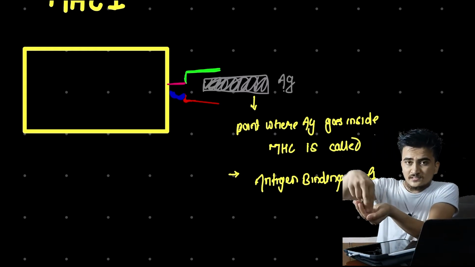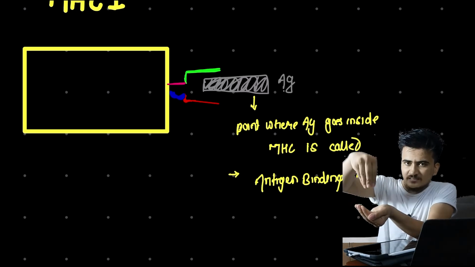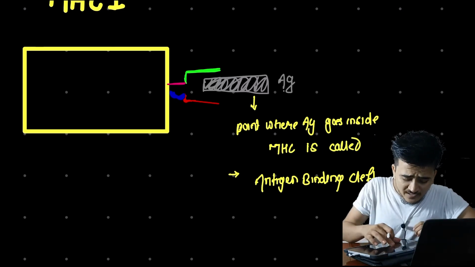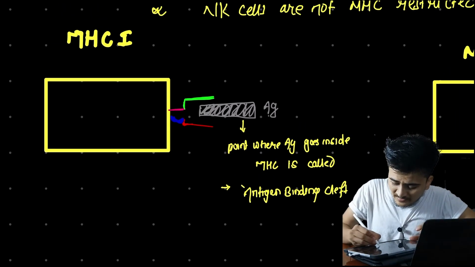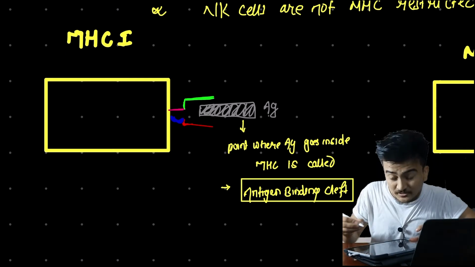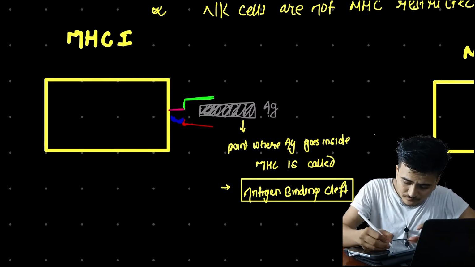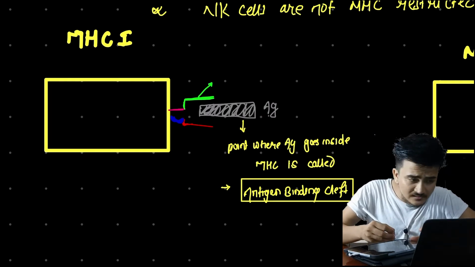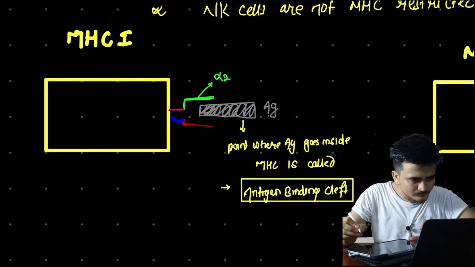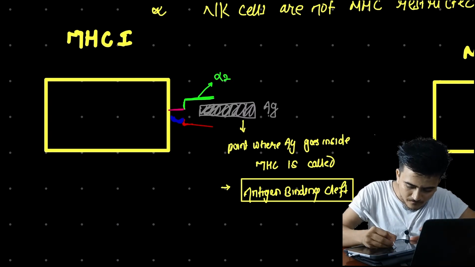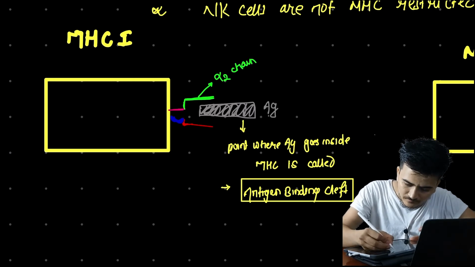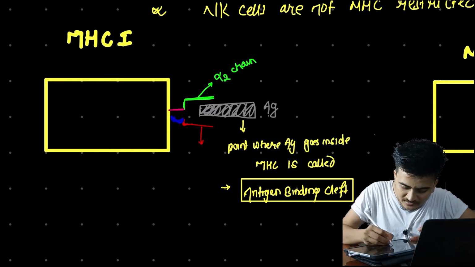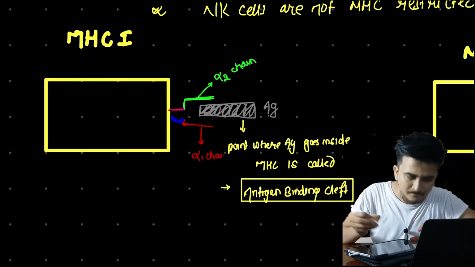Okay, I can just demonstrate right here. This is the cleft, the antigen binding cleft, and this is the antigen, and we are talking about this one right now. Okay, in the case of MHC class 1, this antigen binding cleft is made up of what? That is the question. And this green one that you are seeing right here is the alpha 2 chain, and the red one that you are watching right here is the alpha 1 chain, right?